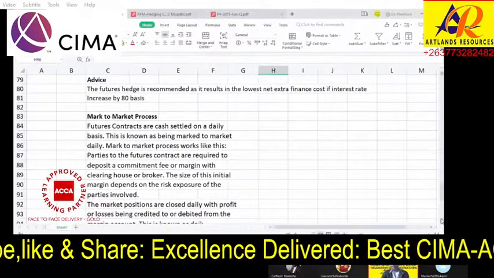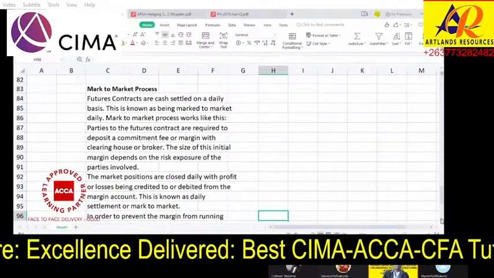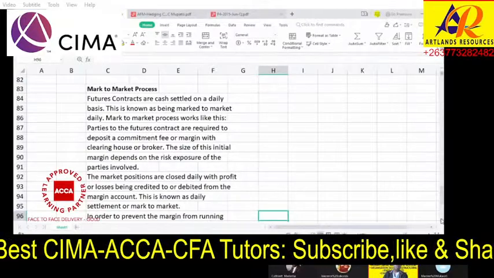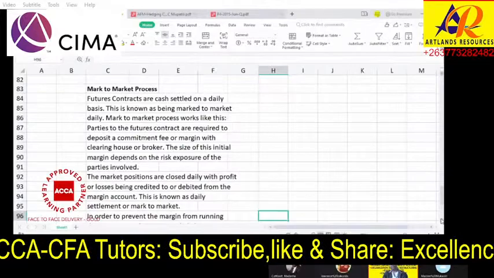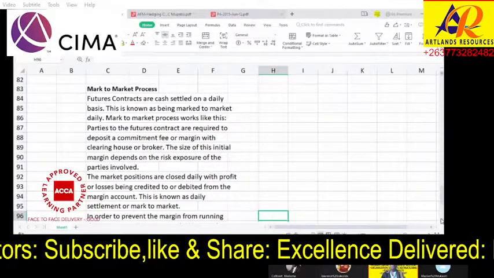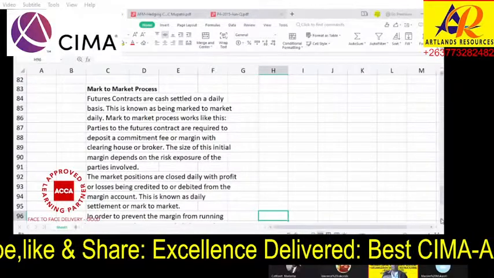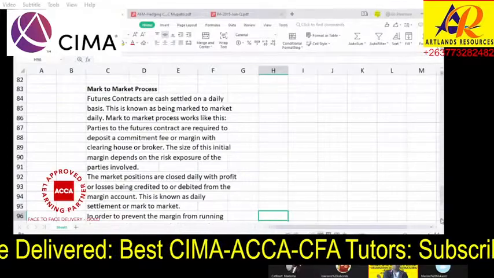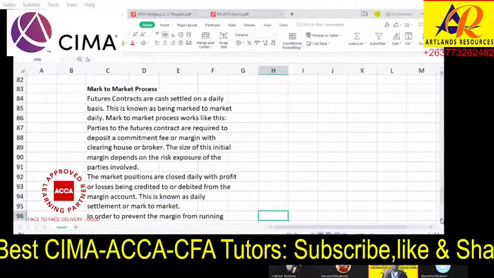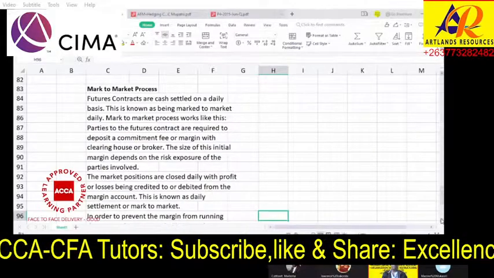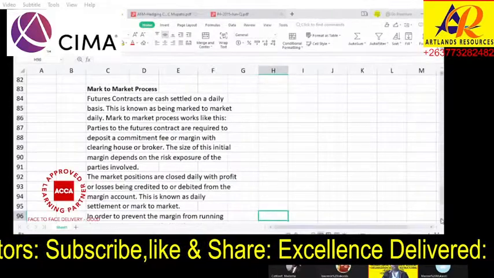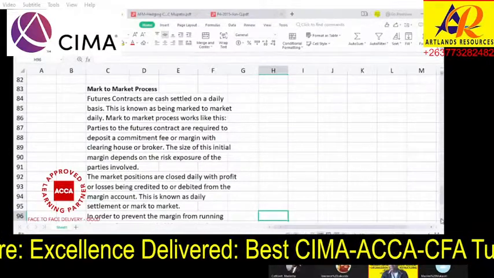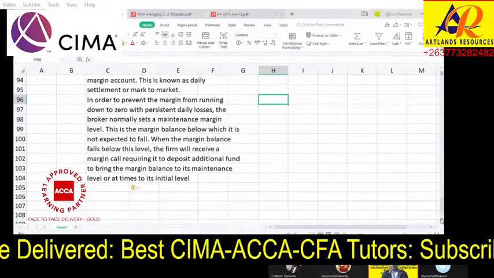Normally the clearing houses will set a minimum margin balance, which is called a maintenance level. It's like a minimum bank balance. If your bank balance falls below the minimum, you will receive a call from your bank to deposit additional money. The analogy is the same with futures contracts. If your margin balance falls below the maintenance level, perhaps because you are incurring persistent daily losses, the broker will call you and ask you to deposit additional funds into the margin account to bring your balance back to the initial or maintenance level. This process we call a margin call. And the process of getting your daily profits or daily losses is called mark to market daily. So that's basically how the mark-to-market process works.